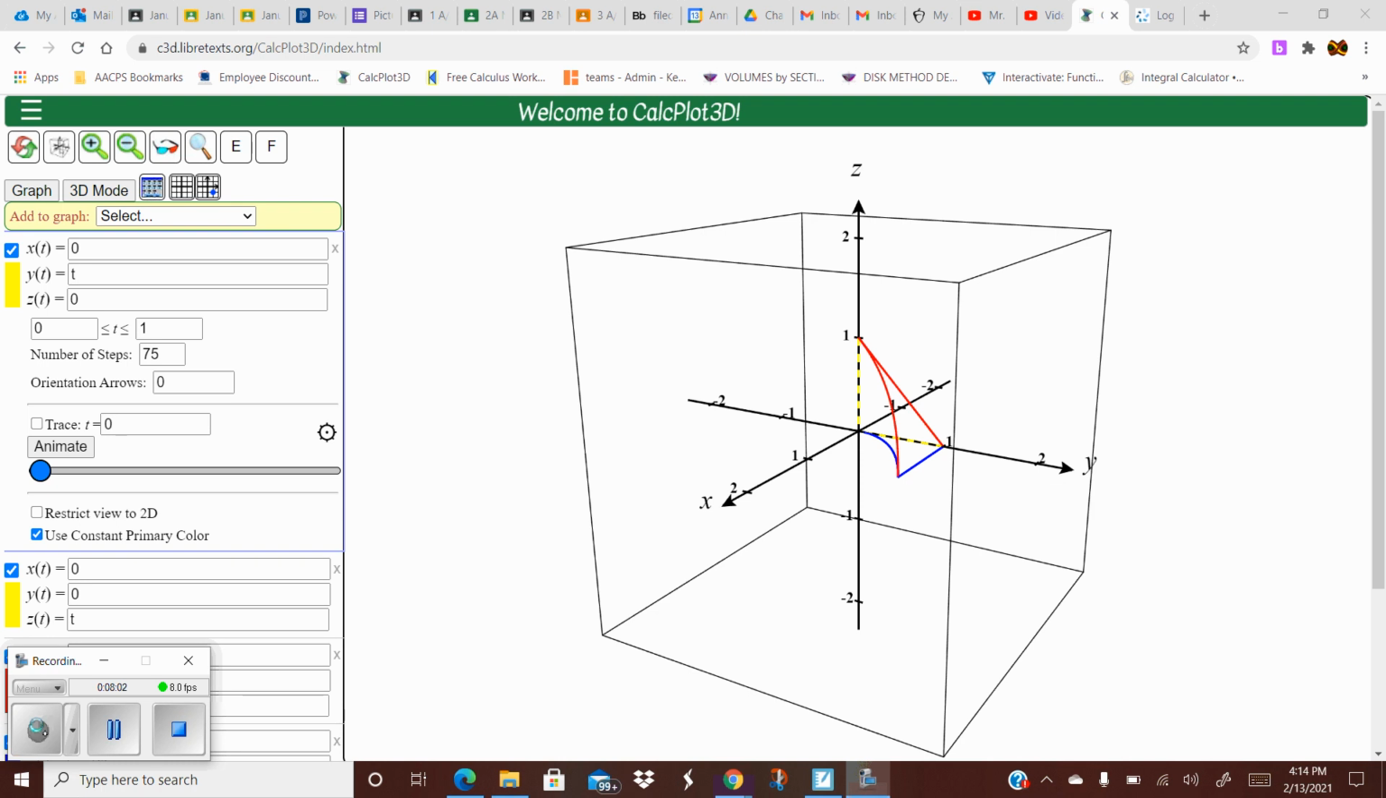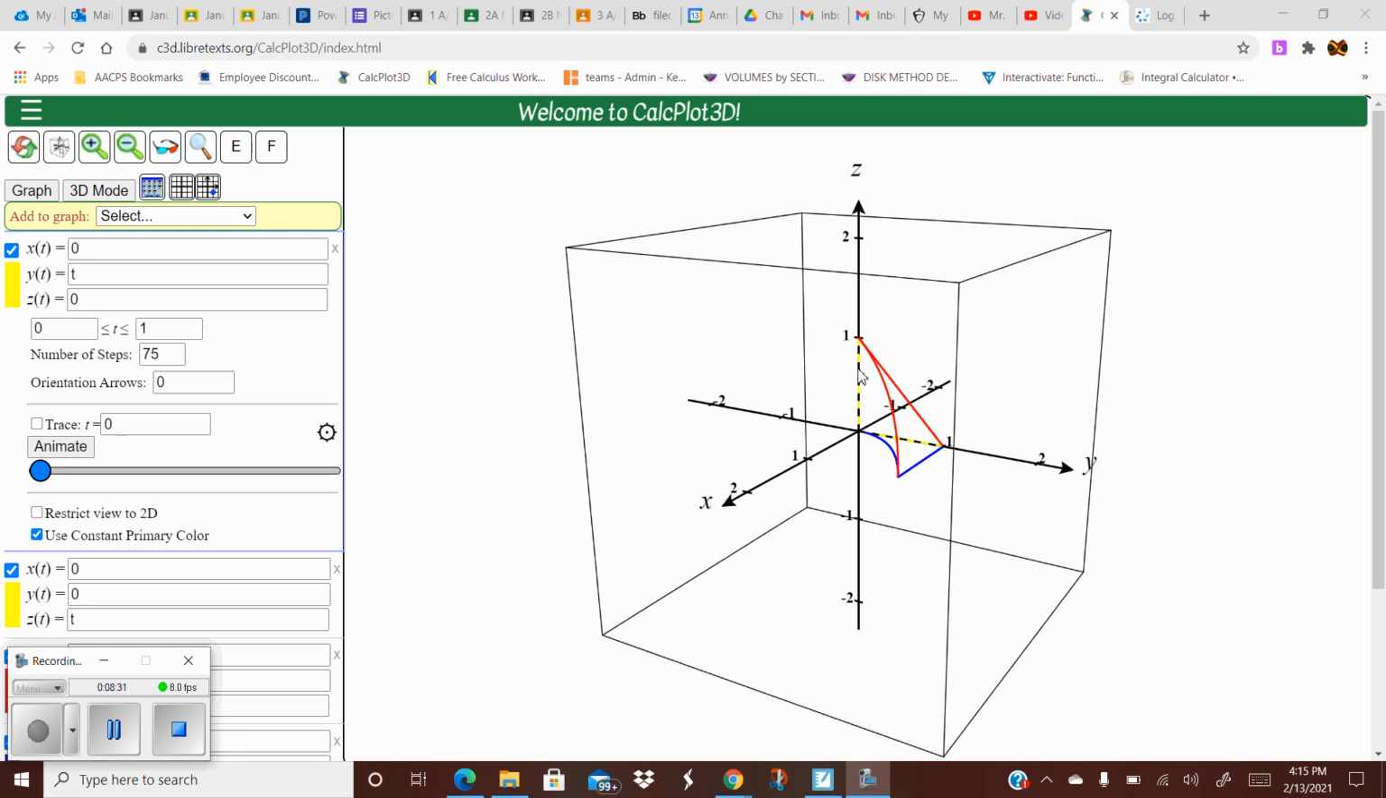All right, so here is CalcPlot 3D. And what I've done is I went ahead and put the sketch in here. Now, the only thing I didn't do was shade everything in. 1, because I didn't know how to. And 2, I just didn't feel like taking the time. But you can see this is exactly the same thing that we had. So the plane, the slanted plane, z equals 1 minus y, is basically here in red. The blue part on the bottom is the projection down into the xy plane.